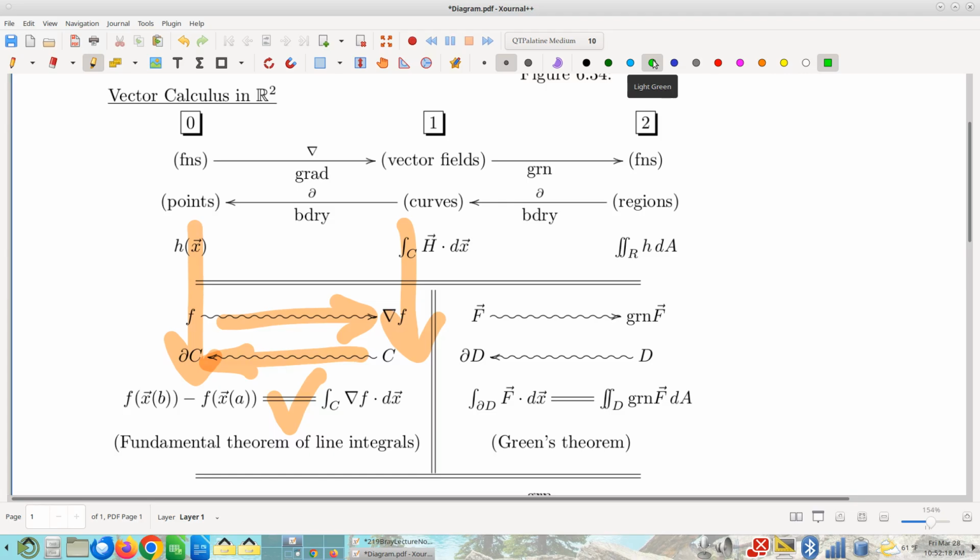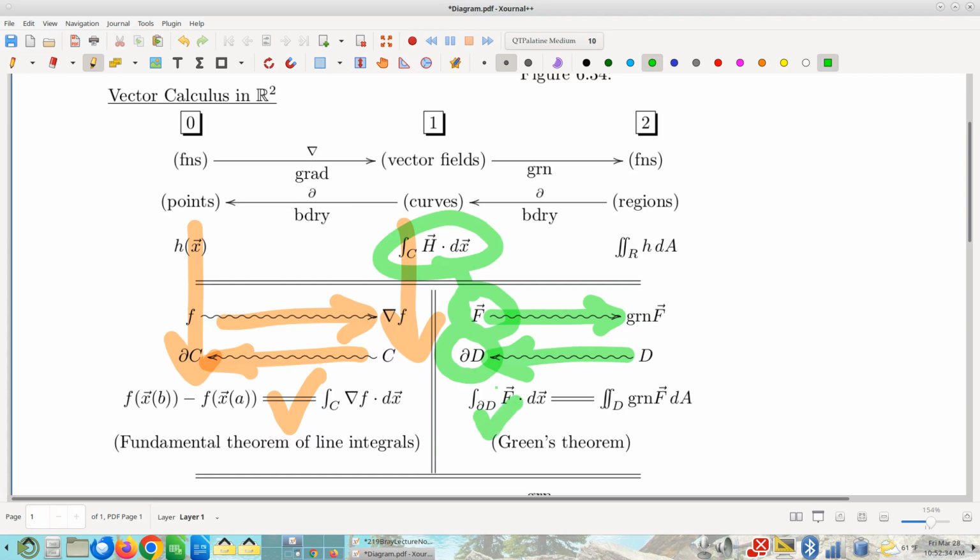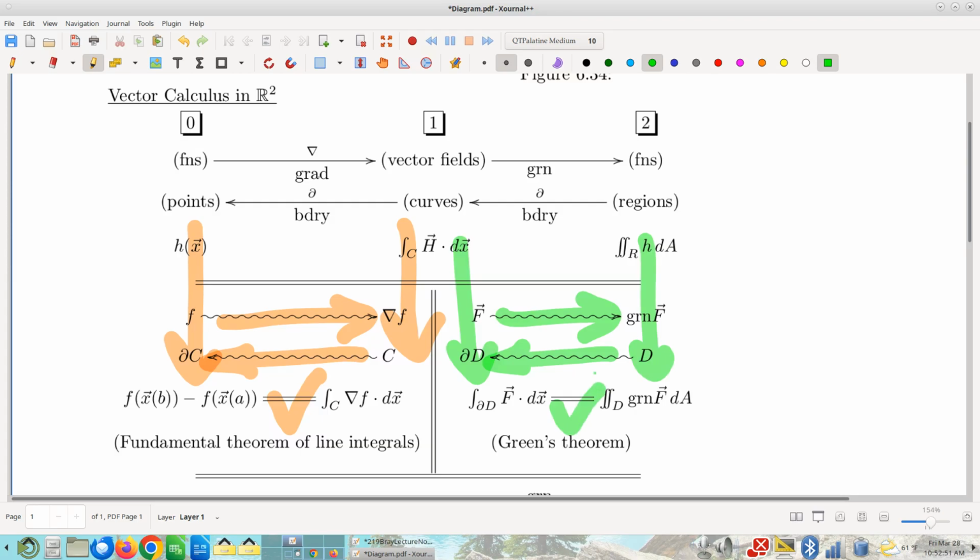Let's do the same thing for Green's theorem. Green's theorem says if you look at a vector field and compute its curl, if you take a two-dimensional region and look at its boundary curve, then the line integral of the original vector field on that boundary curve, like so, and a double integral of Green's operator over the original region, like so, are always equal. So said differently, Green's theorem has the exact same sort of structure, the exact same layout, you might say, on this diagram.